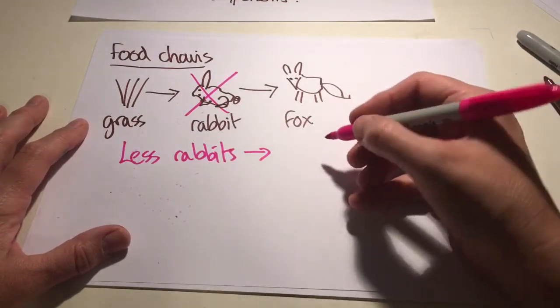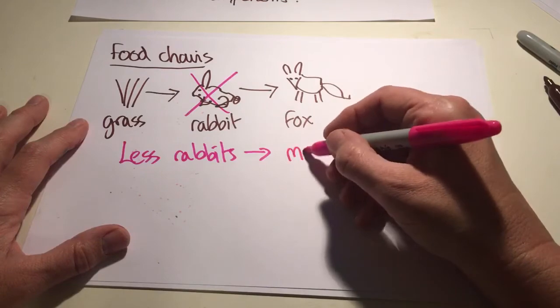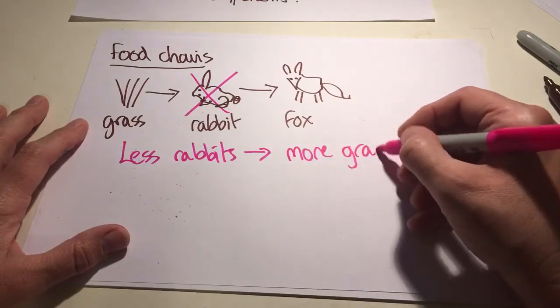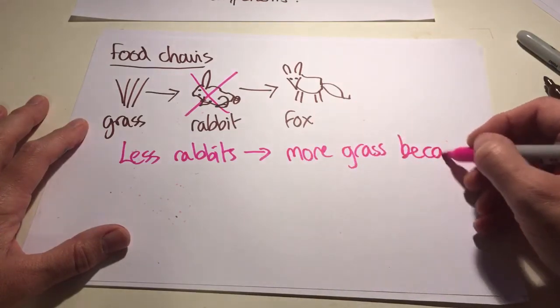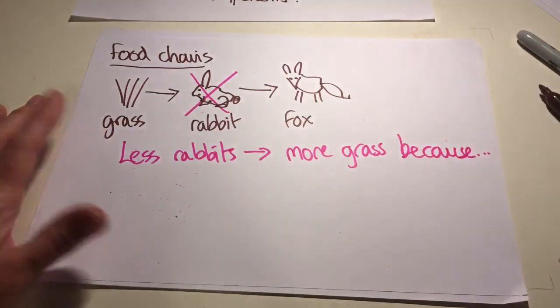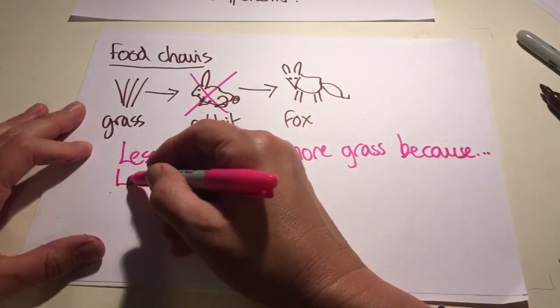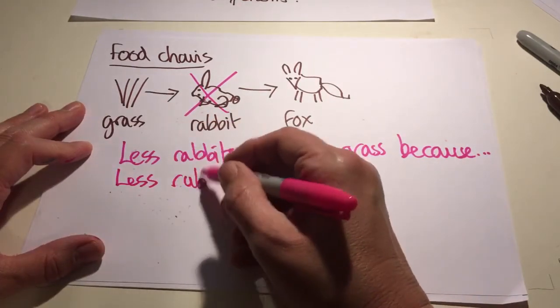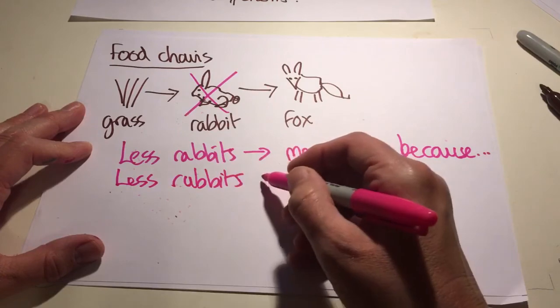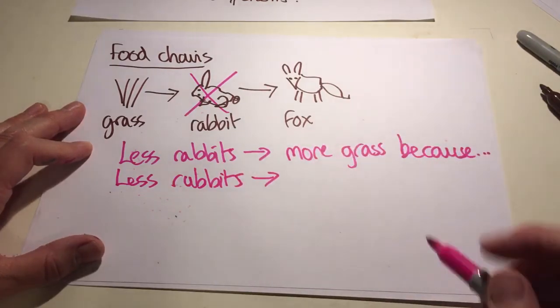Had a thought? Okay, we will end up with more grass because, and you would need to in an exam explain why. Even though it seems very obvious, please state the obvious. So if there's less rabbits, there'll be more grass because there are less rabbits eating the grass. Perfect. If there are less rabbits, what does that mean for the foxes?